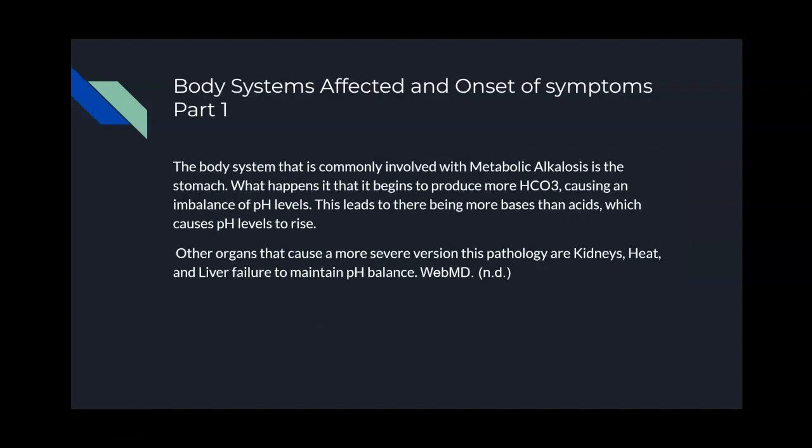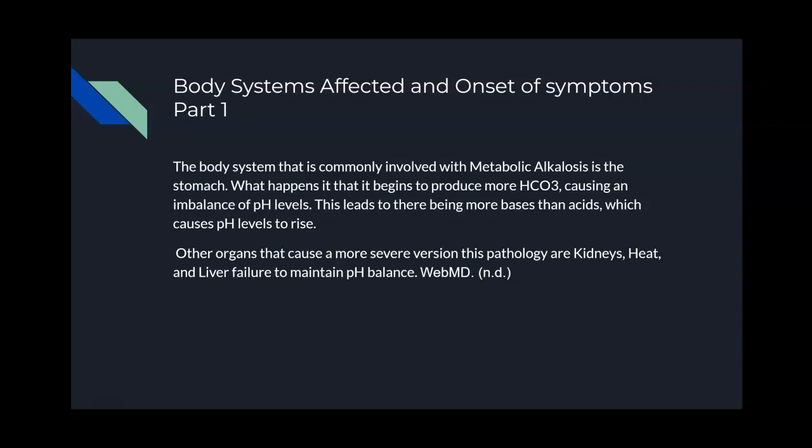Now, with body systems affected and onset symptoms, the body part that is most commonly involved with causing metabolic alkalosis is the stomach. And what happens is that it begins to produce more bicarbonate, and this causes an imbalance of pH levels. And the more of the bases that are formed than acids, the more pH levels begin to rise.